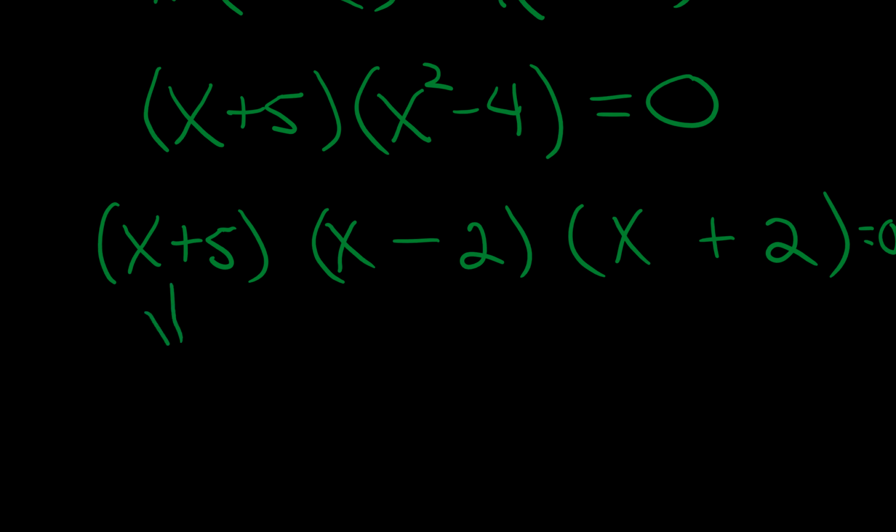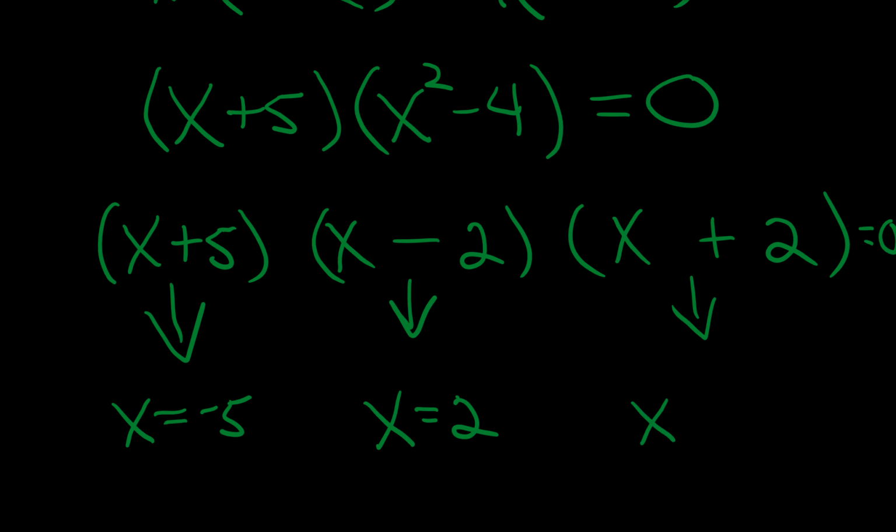Well, for the first one, what number will make that 0 in that parentheses? Well, it would be -5, when x equals -5. The second parentheses, when x equals 2. And the third parentheses, when x equals -2.